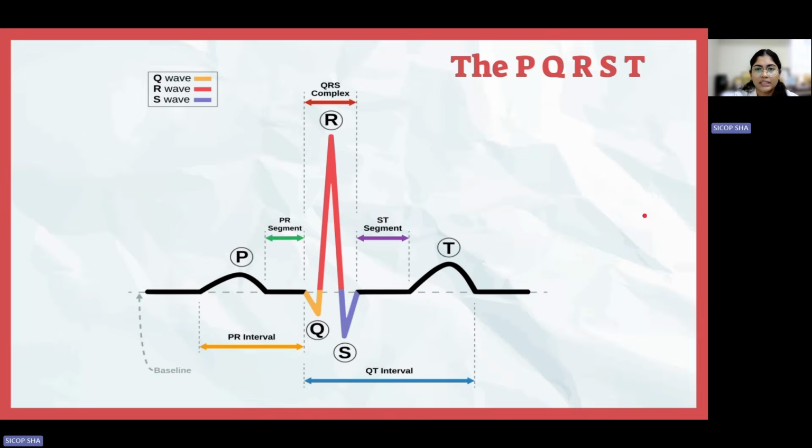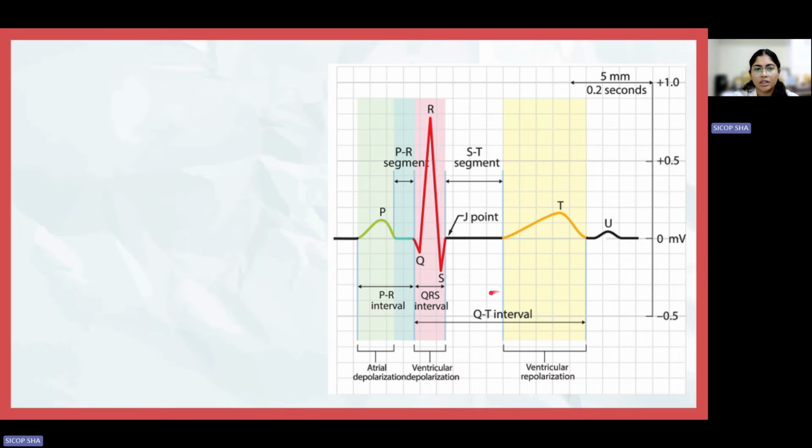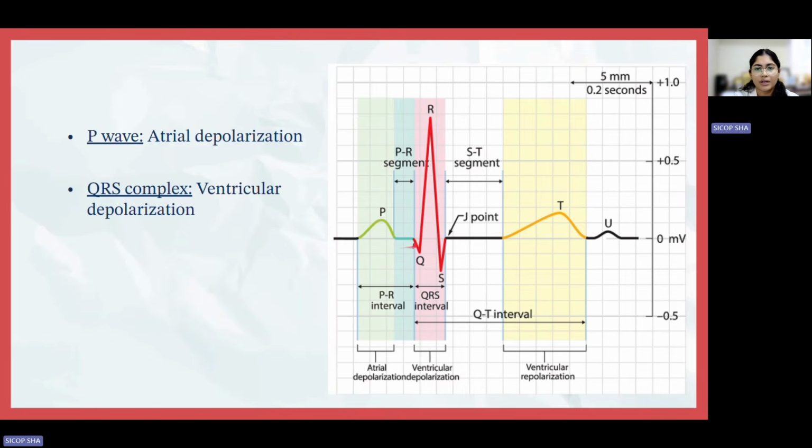When we look at a normal ECG, these are the waveforms. There is the PR interval, then the QRS complex, the ST segment, and then the T wave. Looking at each part of the ECG, the P wave shows atrial depolarization, the QRS complex shows ventricular depolarization, and the T wave shows your ventricular repolarization.